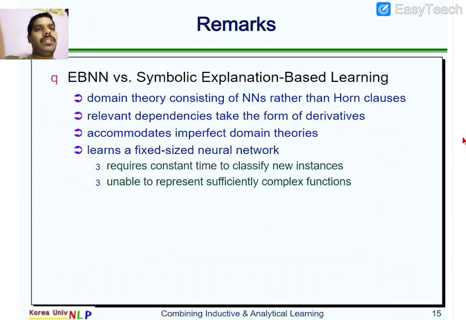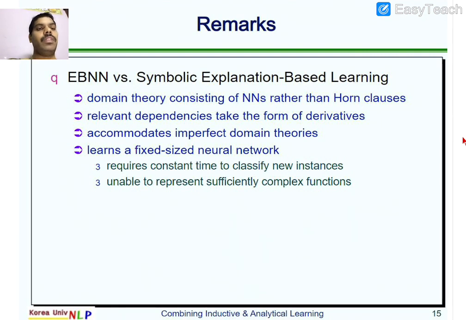And here what we observed is EBNN versus symbolic explanation based learning. The domain theory consists of neural networks rather than Horn clauses. So we are going to define a neural network so that it supports us to develop a good system. What is a Horn clause? It is a logical statement, but if you define a neural network, it is easy for us to define the system in the proper way, and the relevant dependencies take the form of derivatives, and it accommodates imperfect domain theories. That means we are able to identify whatever domain theory has some errors or some false statements. Those are the things which are going to be removed from the hypothesis.